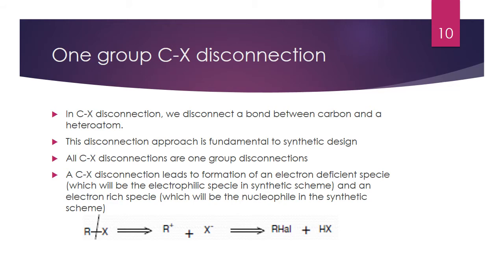So in this specific disconnection between R and X, whenever we disconnect the bond, X, the heteroatom, should always bear the negative charge, and R should be the positively charged fragment. When you convert these fragments into meaningful entities, the positive charge should be attached to some electronegative atom. So here we have attached a halogen, and X, which is negatively charged, should be attached to a proton. So here we have attached a proton. So we have converted the synthons into meaningful entities. This is the basic design for C-X disconnection.